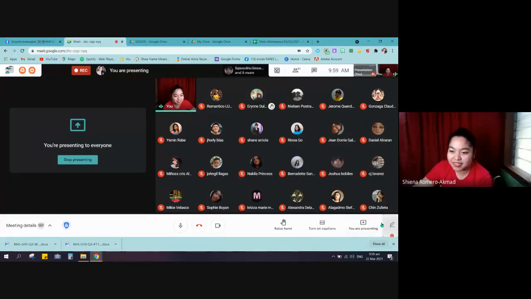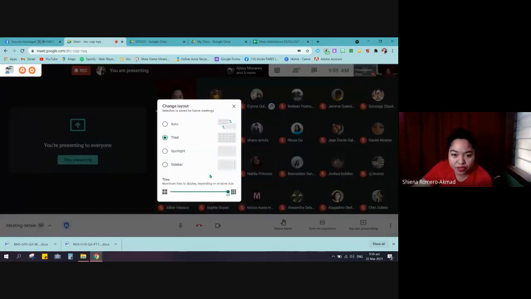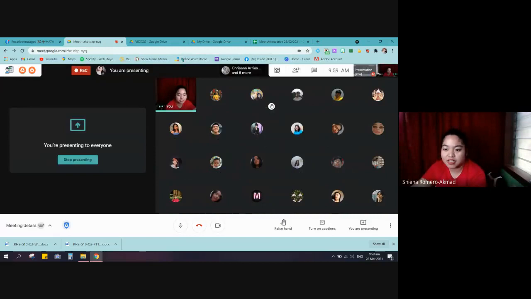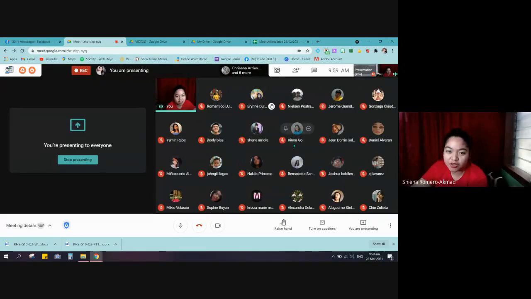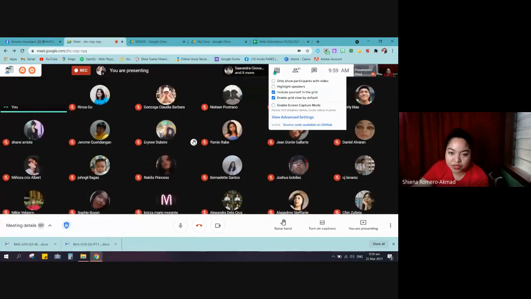Kaya niya yan. Oh, wait lang, ayusin natin yung layout. Hindi ko kayo nakikita. Asan na yung tinatanong ko si Ambalate? Nag-lower ka ng hand. Kasi nakita ko na naka-raise yung hand. Okay.